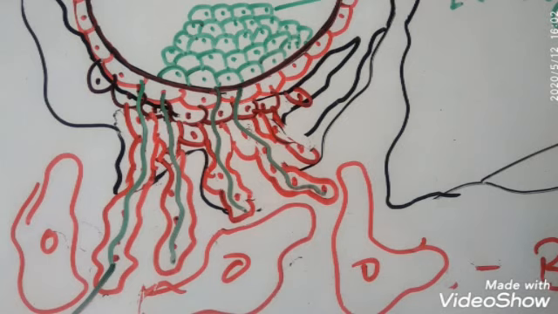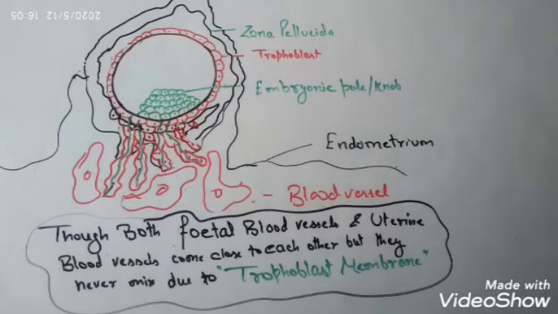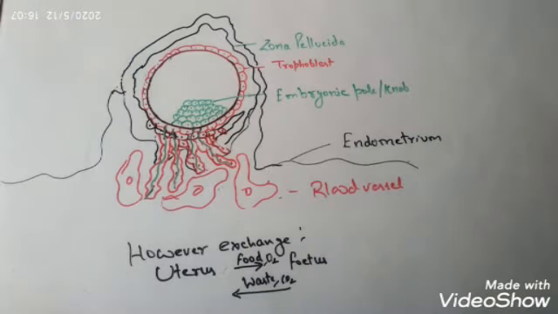As you can see clearly, though both the blood vessels lie close to each other, they still remain separated due to the presence of the trophoblast cells' plasma membrane, because the fetal blood vessels are present within the villi. As you can see clearly in the figure, there is no continuity or mixing of blood taking place between the blastocyst and the uterine blood vessels.